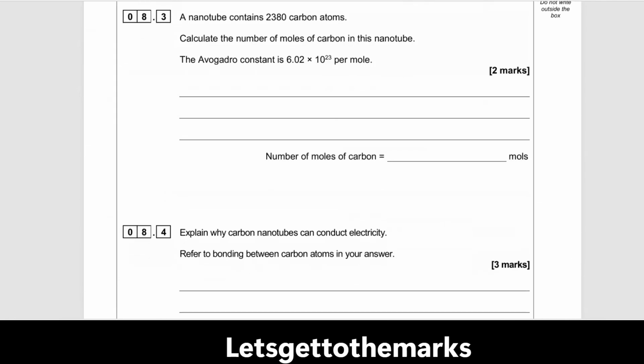So, okay, a nanotube contains 2,380 carbon atoms. That's not actually a lot when you consider that 1 mole of carbon contains 6.02 times 10 to the 23. So just to get this in your head, right? That is 602 and then 23 zeros, right?